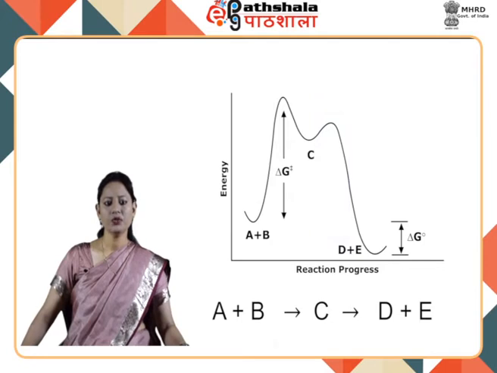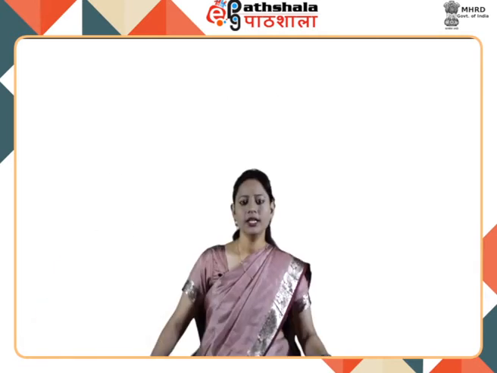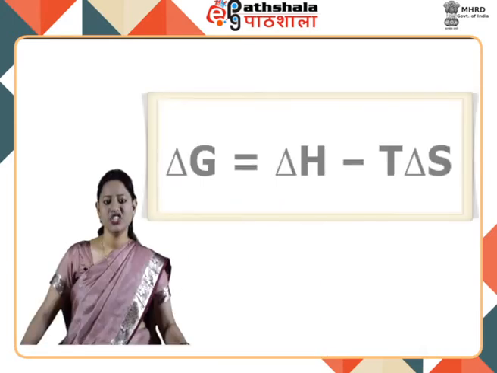For a reaction to take place spontaneously, the free energy of the products must be lower than the free energy of the reactants. That is, delta G must be negative. The Gibbs standard free energy change, delta G, has an enthalpy component and an entropy component, which are related by the equation delta G equals delta H minus T delta S.